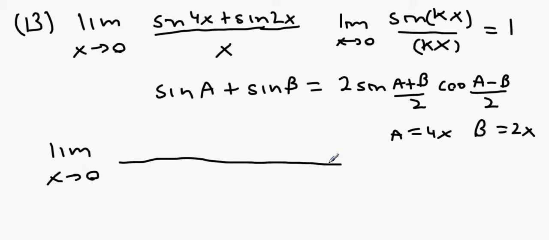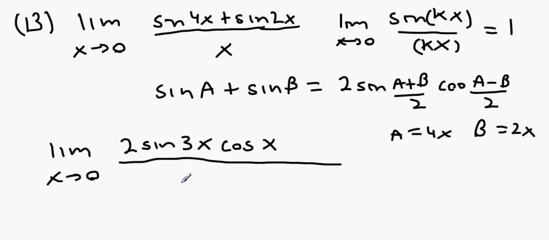2 sine of A plus B, which is 4x plus 2x, which is 6x. 6x divided by 2 gives you 3x. So 2 sine 3x, and then cos of A minus B, which is 4x minus 2x, which is 2x. 2x divided by 2 is cos x. And this is all over x.